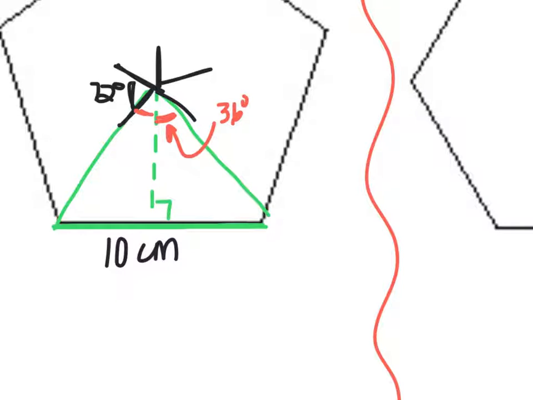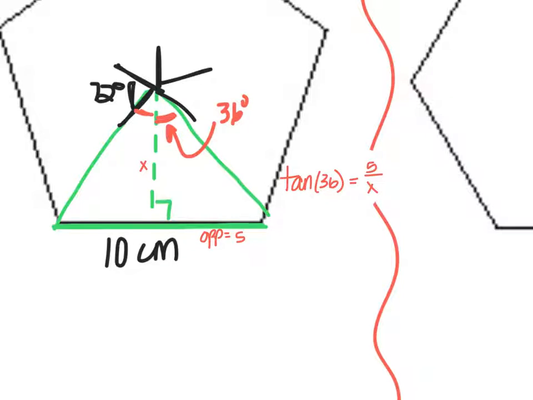So I know if I'm thinking about trig, I have opposite, which is 5, and I have this unknown value here in the middle. That is tangent. I've got opposite over adjacent, so I can set up tangent of 36 equals 5 over x. And we can solve that out.